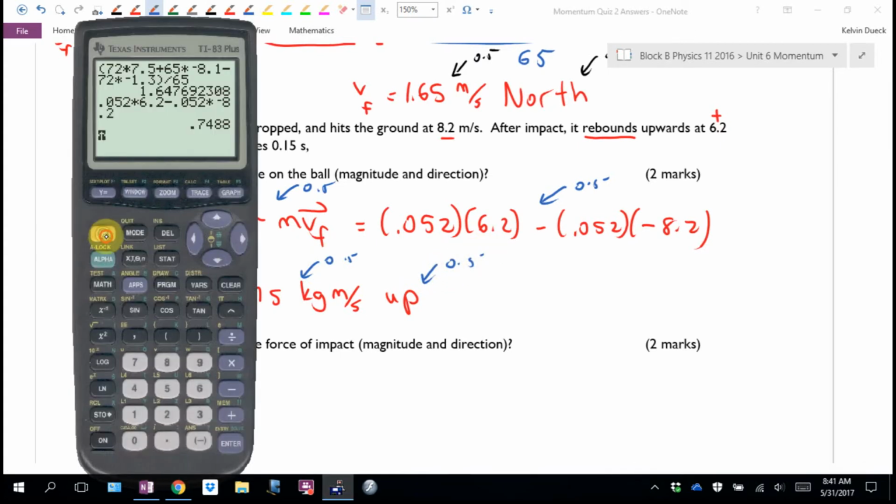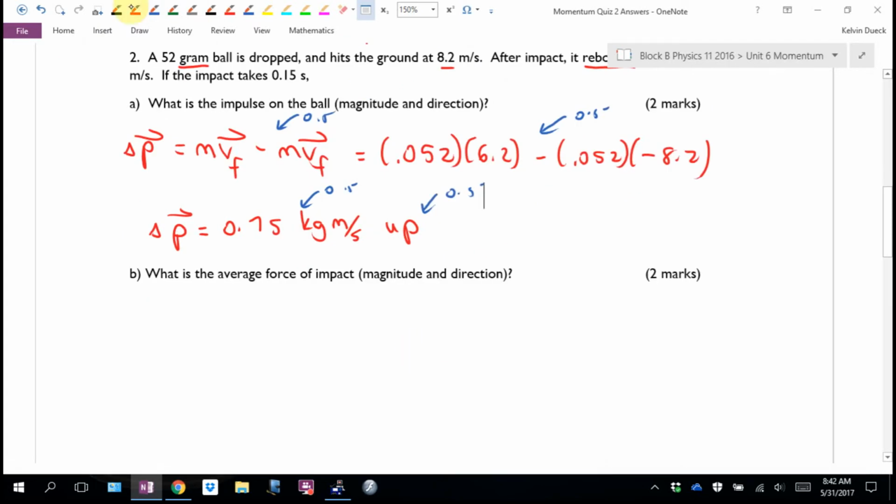If you missed the negative, you would have gotten negative 0.104, which would have been down. I'll give you 1 out of 2 if you got that, but I'll only give you half marks if you missed the directional change.